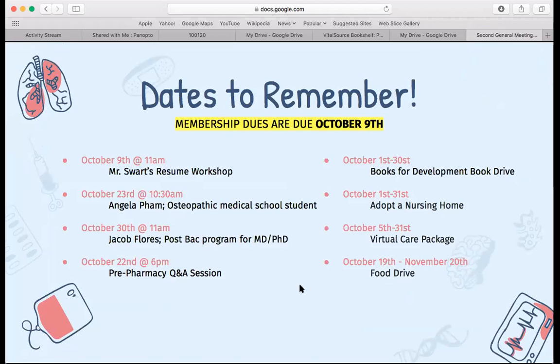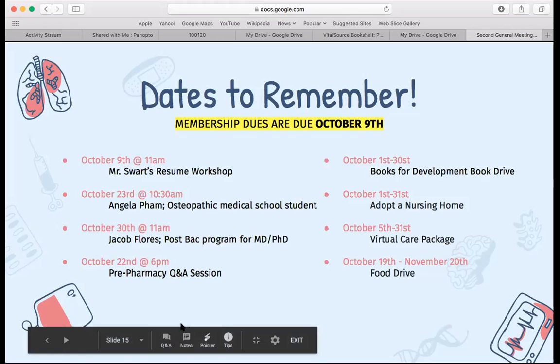So these are just some dates to remember. This is a quick little slide that has all of the events that will be taking place in October. So please feel free to screenshot or take a picture of this so that you can see all the events. And please remember that membership dues are due on October 9th. We will also be sending out all of this information via email after the meeting, so don't worry if you missed anything. Yes, and it will also be on the website, so you have various sources. All right, and I think that was our last slide.